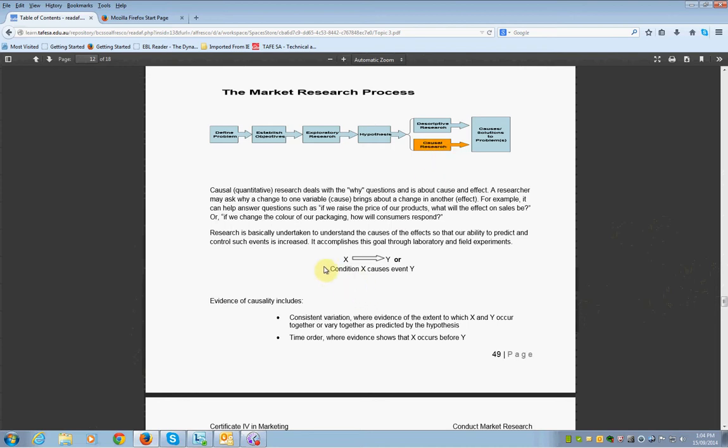So that is basically causal research, and that's the end of this session.